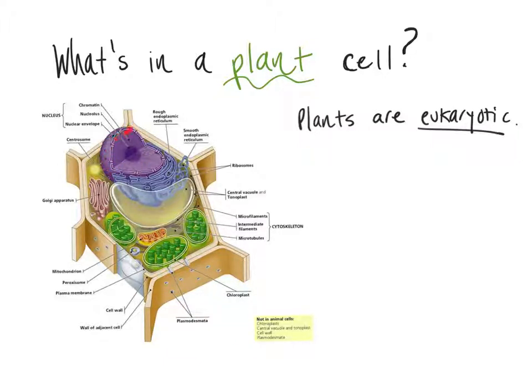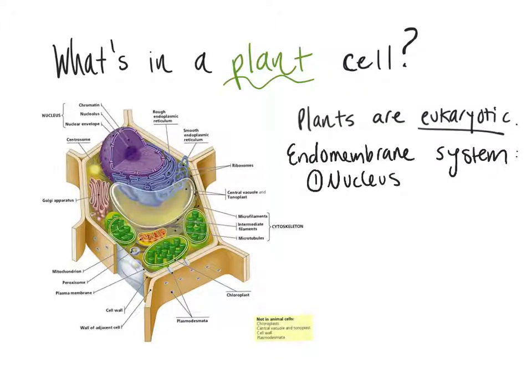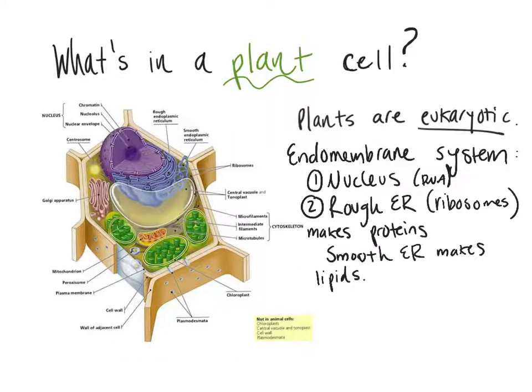Here's your nucleus. They also have an endomembrane system, just like we do. Review of that: they do have a nucleus, which holds the DNA. They have a smooth and rough ER, which both are in charge of making materials. Rough has ribosomes, and then you have your smooth ER, which is going to make your lipids. Those proteins and lipids will go to the Golgi to be modified before they're either used or leave that particular plant cell out of their cell membrane and cell wall.